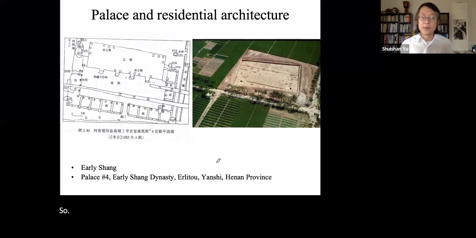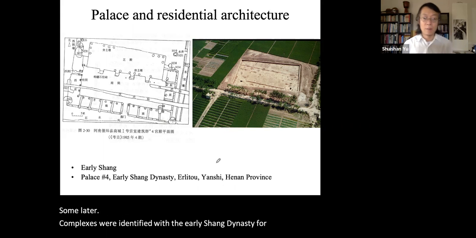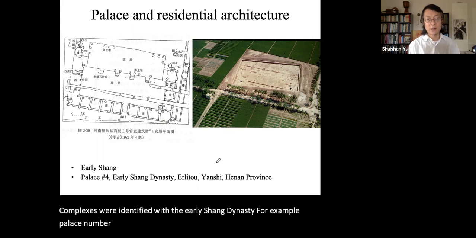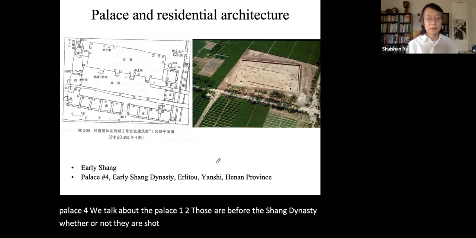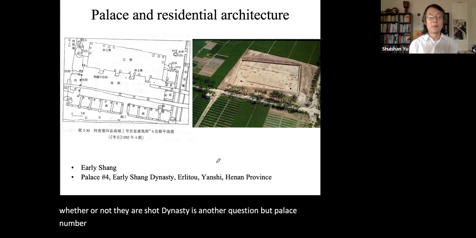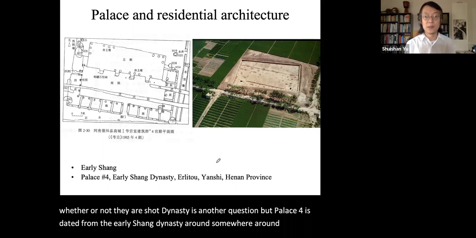At the archaeological site, the same place where the Xia Dynasty complex had been identified, some later complexes were identified with the early Shang Dynasty. For example, palace number 4. We talk about palace number 1, number 2. Those are before the Shang Dynasty. Whether or not they are Xia Dynasty is another question, but palace number 4 is dated from the early Shang Dynasty, somewhere around 1600 BCE.